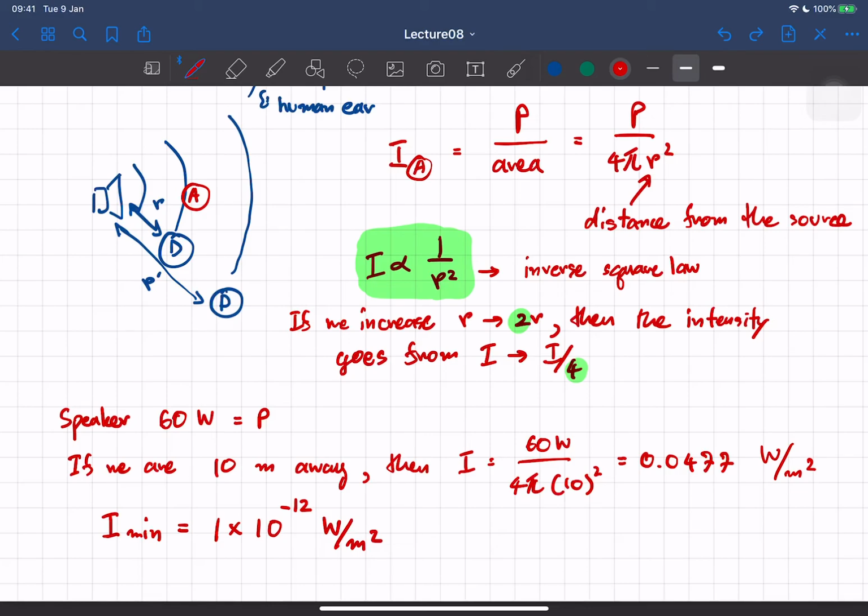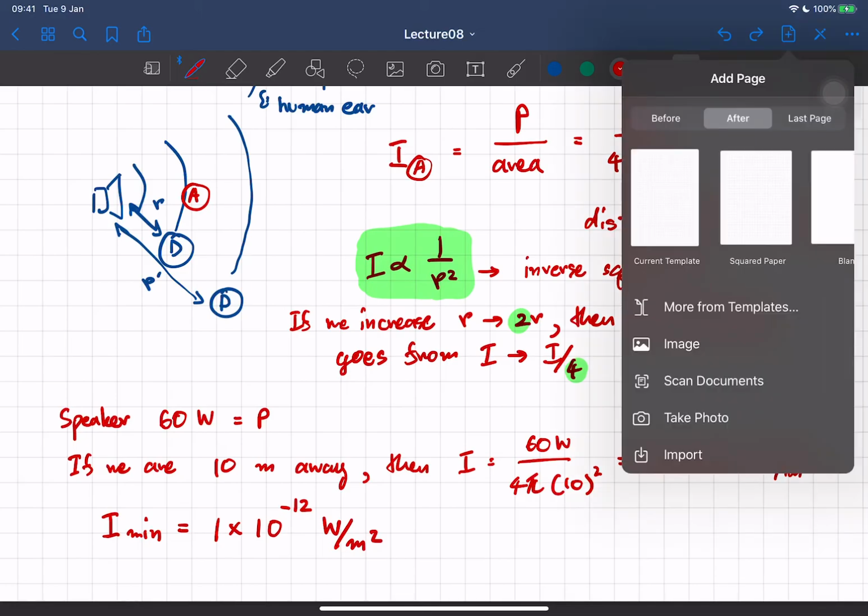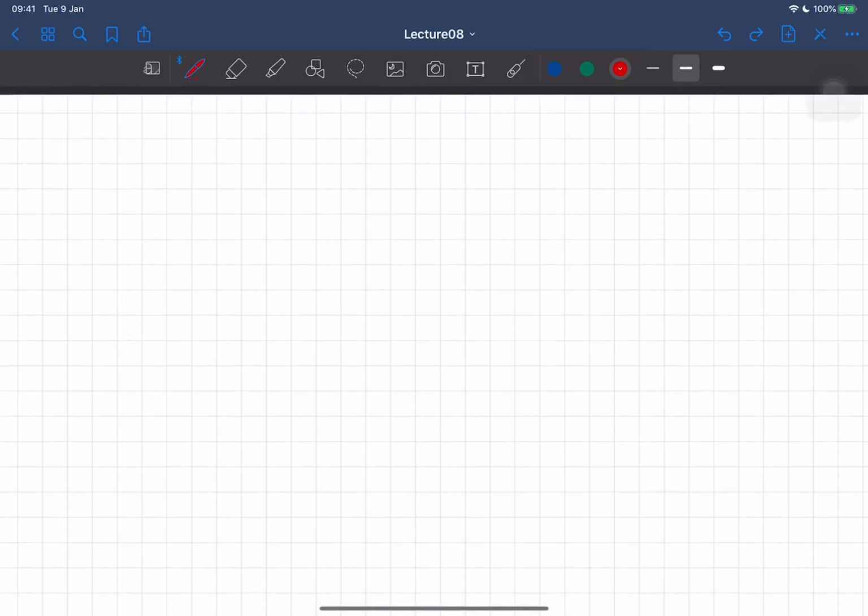So engineers dealing with sound engineering don't want to deal with this large range of numbers. They don't want to deal with 1 times 10 to the minus 11, minus 8, minus 9, something like that. So they want to come up with a more convenient numbering system to describe this loudness. That's the motivation of the next thing we're going to talk about, which is called the decibel scale.